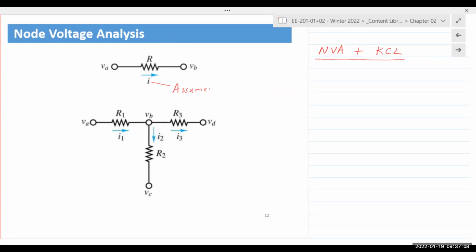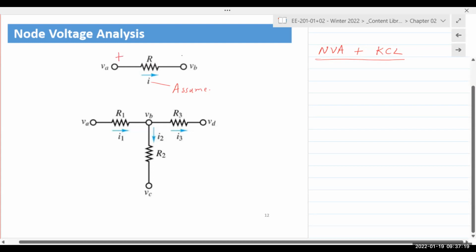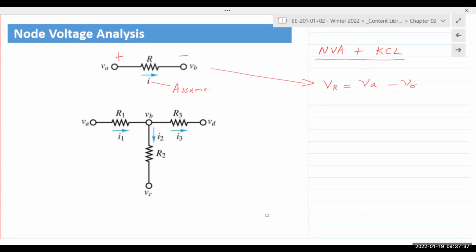Now, the important point is, if my current I is going from left to right, which end is higher, VA or VB? VA is higher, right? So VA is plus, VB is minus. So when I express my resistor voltage VR in terms of the node voltages, it is VA minus VB. Make sense to everyone? Higher voltage, right? VA minus VB.